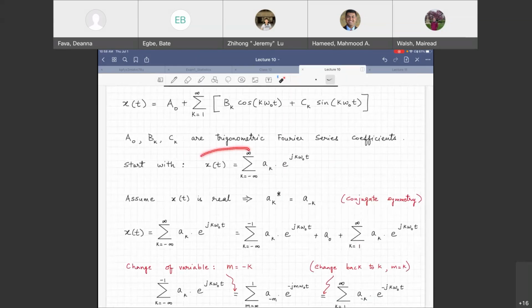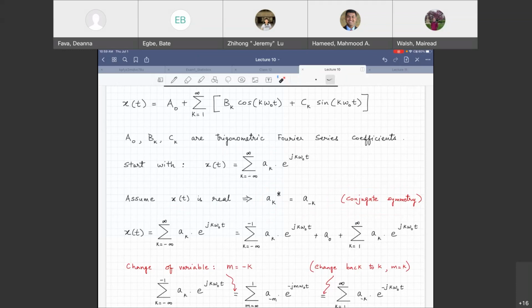Start with this exponential Fourier series. X of t represented as those summations of all those projections onto an orthogonal set of complex exponentials. Next, we are going to assume that x of t is real. If x of t is real, then we have conjugate symmetry in the Fourier series coefficients. Proved this in the last class, right? A sub k conjugate is A sub minus k. Actually, we didn't prove this. We proved something else. What did we prove?